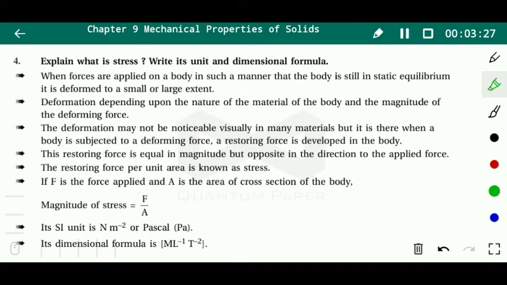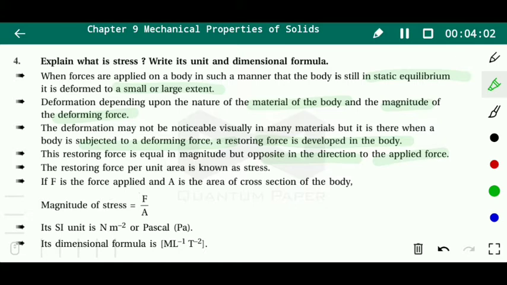Now we learn about stress. First of all, what is stress? When forces are applied on a body in such a manner that the body is still in static equilibrium, it is deformed to a small or large extent. The deformation depends upon the nature of the material of the body and the magnitude of the deforming force. The deformation may not be noticeable visually in many materials, but it is there. When a body is subjected to a deforming force, a restoring force is developed in the body, equal in magnitude but opposite in direction to the applied force.